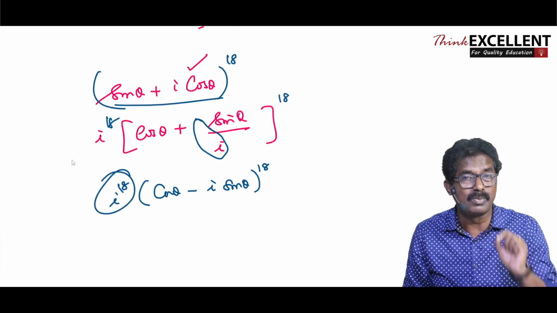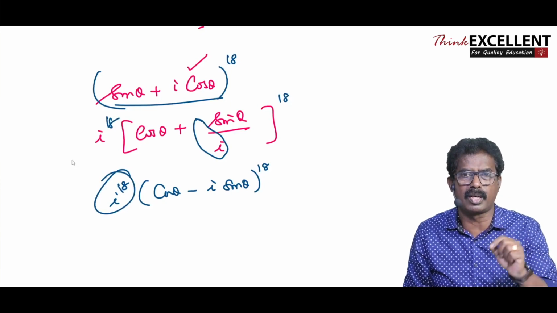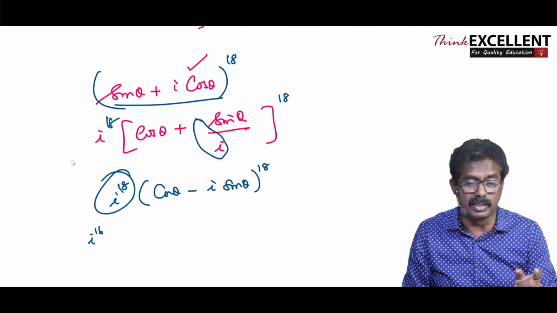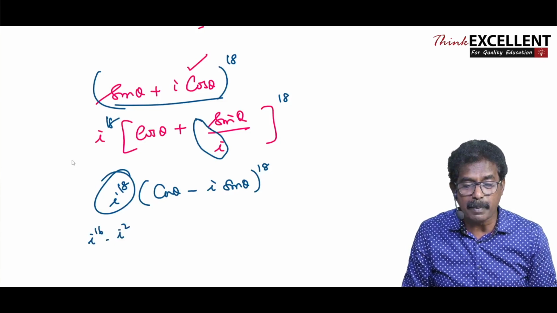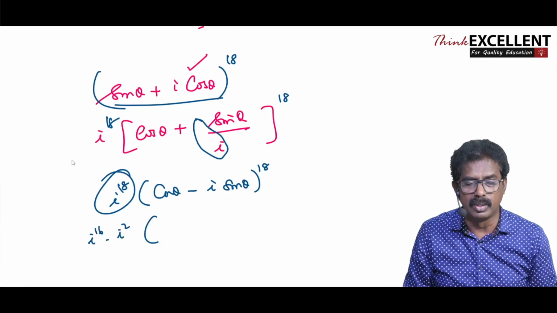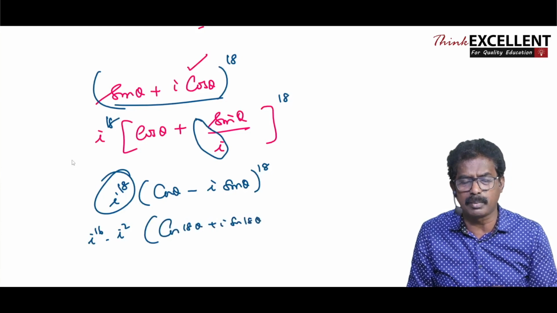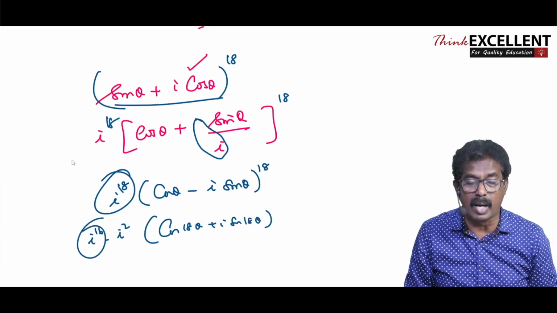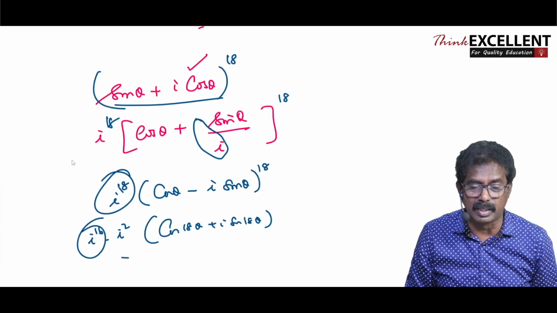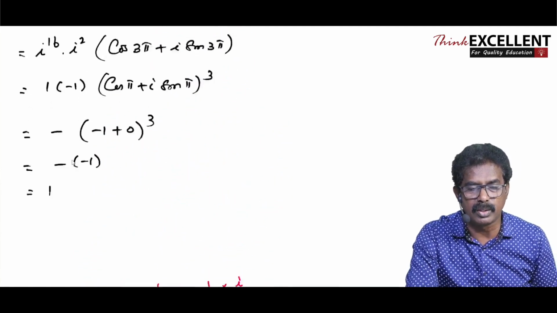i raised to 4 is 1. So take the nearest multiple of 4, which is 16. i raised to 16 into i squared, we can write. Here apply de Moivre's theorem. The 18 will come in front: cos 18 theta plus i sin 18 theta. Like that you can write. Theta will be something else there. This is 1. i squared is what? Minus 1. Then you can simplify this part. That is what you have to do in this question.